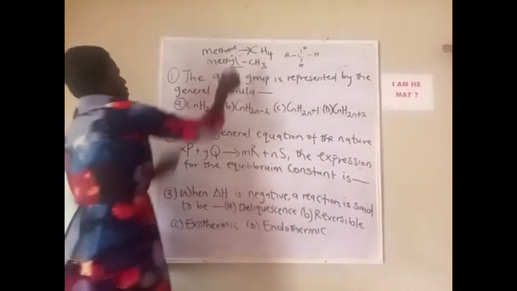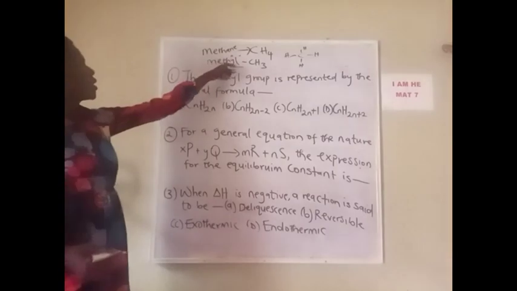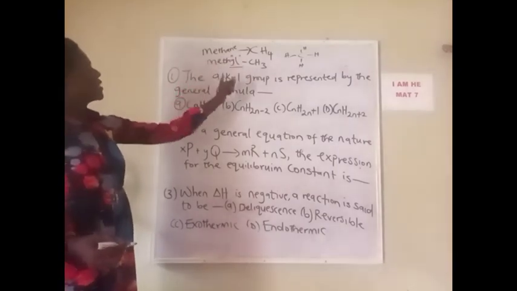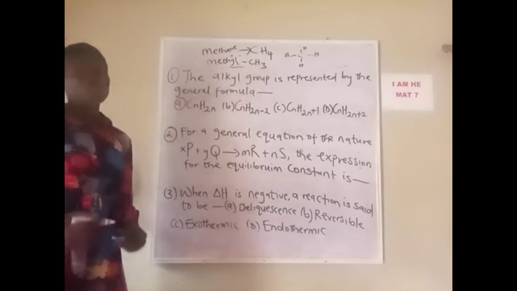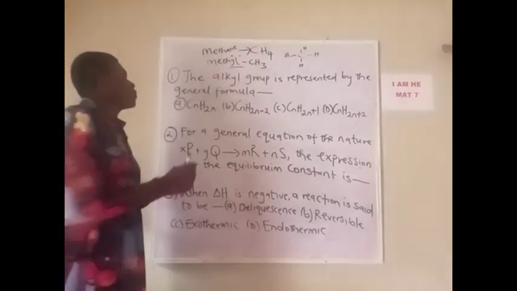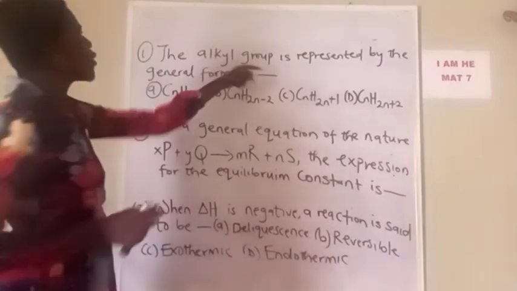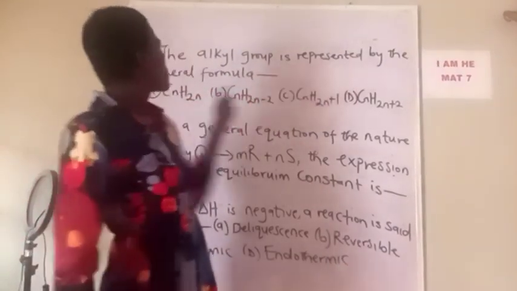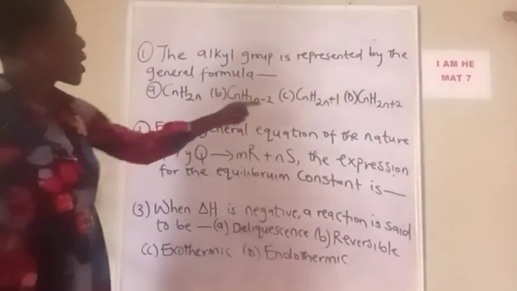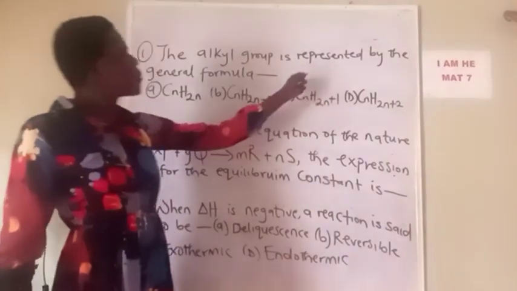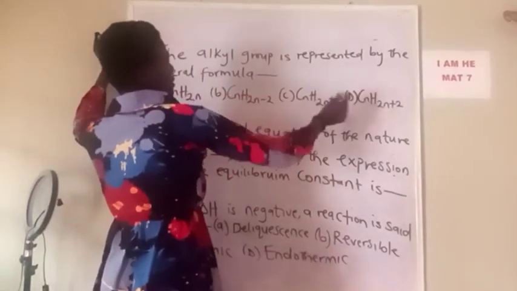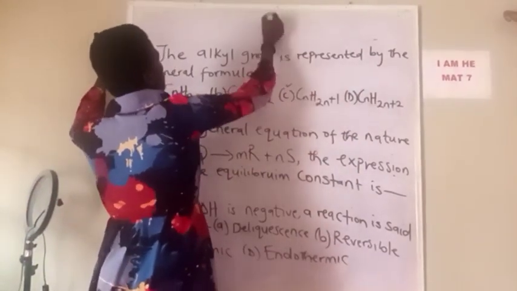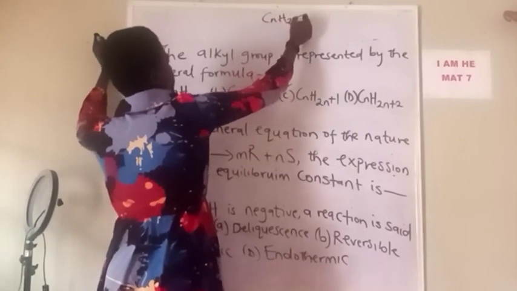So it now becomes an alkyl, with the suffix YL. Do you understand it now? Let's go straight to the point. The alkyl group is represented by the general formula. Among these formulas, which one is the formula for the alkyl group? Let's pick this one: CnH2n plus 1.